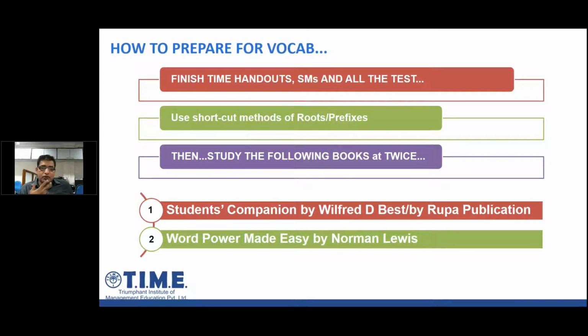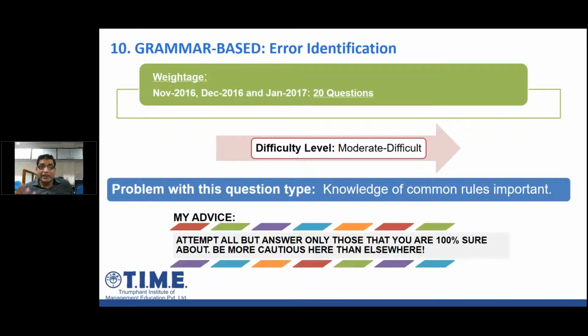Get it. And the second book that I personally recommend to students, only those who are already good at vocab and want to take it to another level of vocab preparation, is Word Power Made Easy. It is a world famous book in vocabulary by Norman Lewis. It's very reasonably priced. Please buy that. It will also in general improve your language, will be helpful for para-jumble, in cloze test, and particularly in reading comprehension. So really great book.